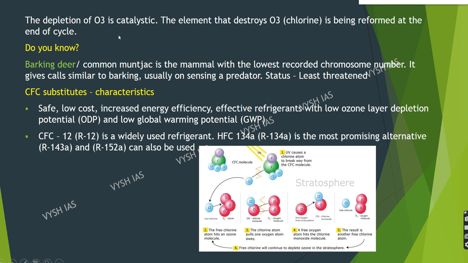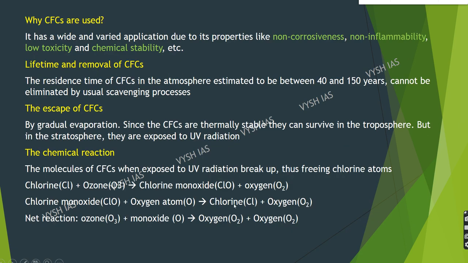And the depletion of ozone is catalytic. The element that destroys O3, that is ozone, chlorine, is being reformed at the end of the cycle. Here, chlorine is reformed at the end of the cycle. A single chlorine atom destroys thousands of ozone molecules before it encounters reactive compounds like nitrogen or hydrogen that eventually return chlorine to its reservoirs.